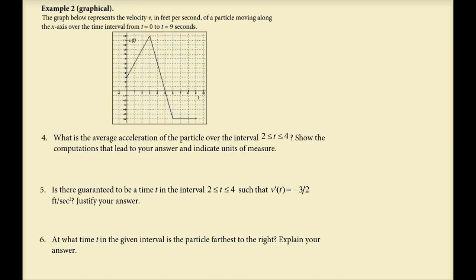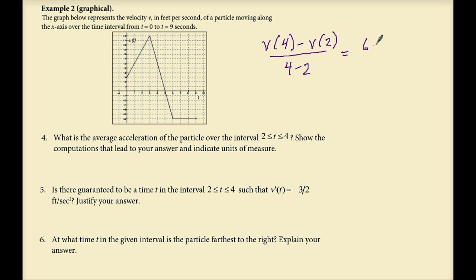What is the average acceleration of the particle over the interval 2 ≤ t ≤ 4? Show the computations that lead to your answer and indicate units of measure. We can find average acceleration by looking at change in velocity over change in time. So let's calculate v(4) minus v(2) over 4 minus 2.